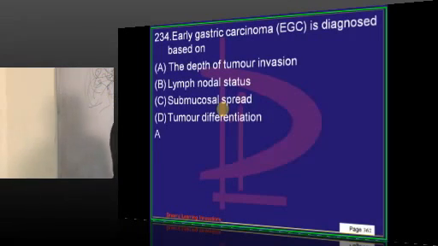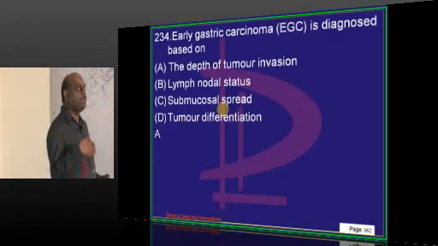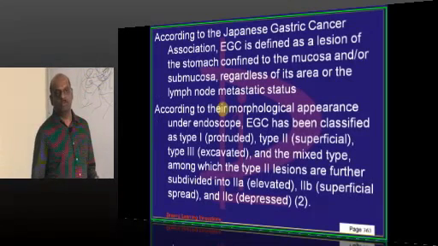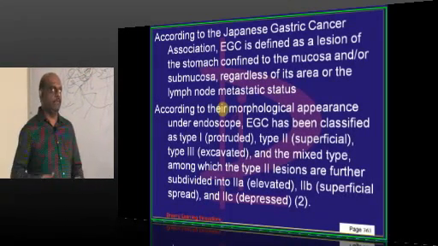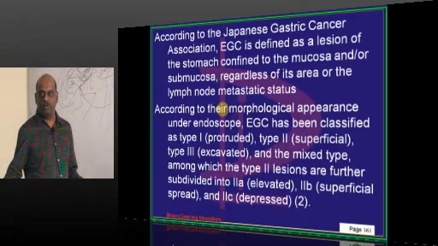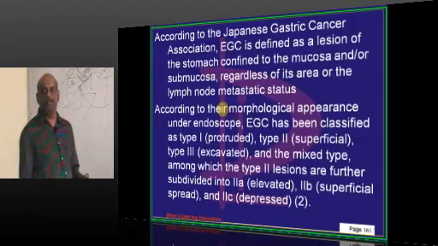Now, how to diagnose the early gastric cancer? It is the depth of the tumor invasion. So, the Japanese gastric center, the highest amount of gastric cancers are all found wherever people eat smoked foods, like China, Japan, etc.